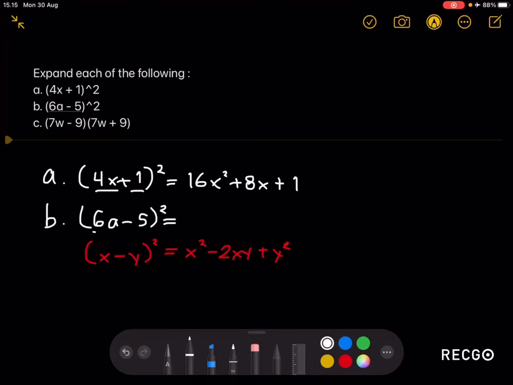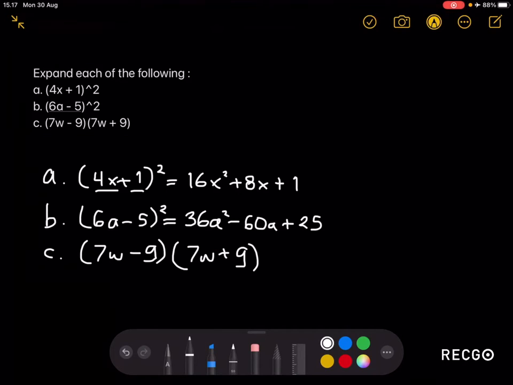So again, it will start with the square of the first term. So it will be 36a squared. And then instead of plus, we have minus 2 times the product of the terms. So it will be 2 times 6a times 5. So that will be 60a. And then finally, the square of the second term, that will be 25.